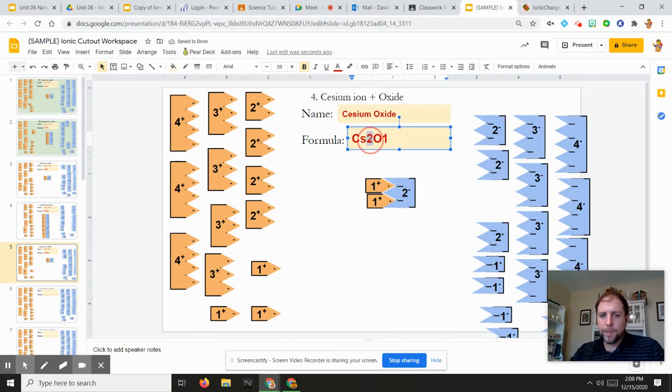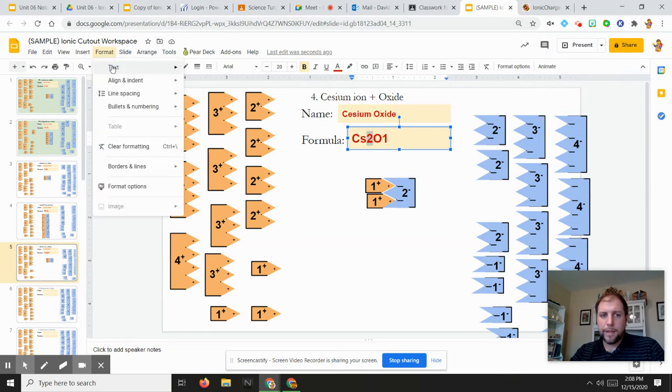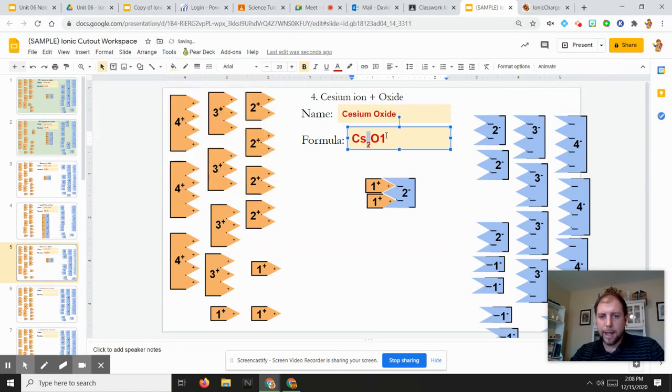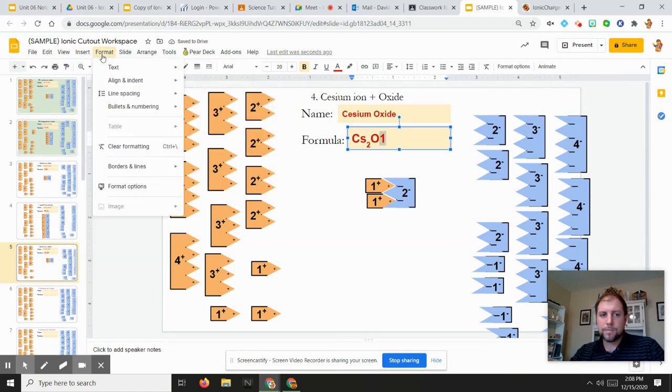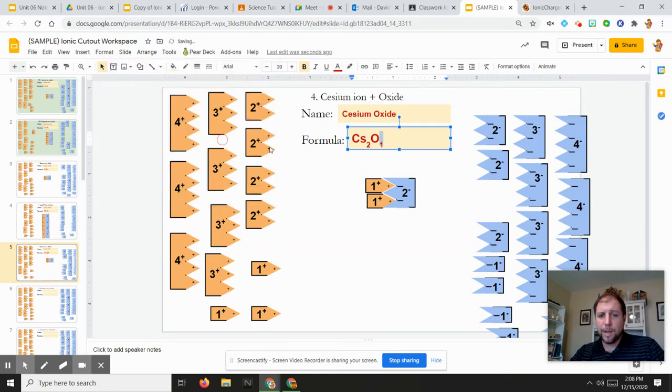Now, by the way, if you write that O1 there, that's not the worst thing that happens. Pretty much every professional chemist would just leave it out. Like, why bother? It's like in an algebra class, you could say the answer is 1x. That's just the same as saying x. It's the exact same thing here. So Cs2O, that is cesium oxide.